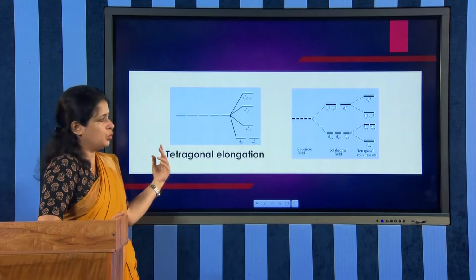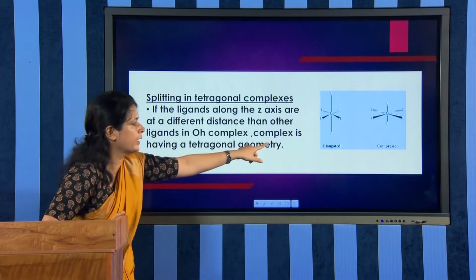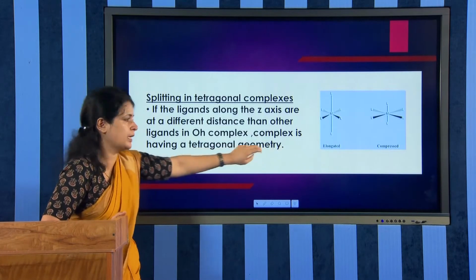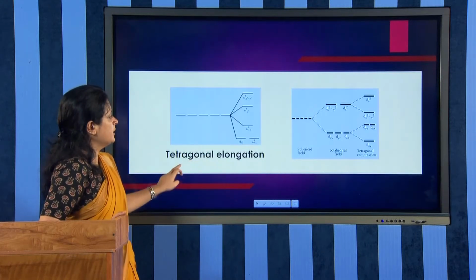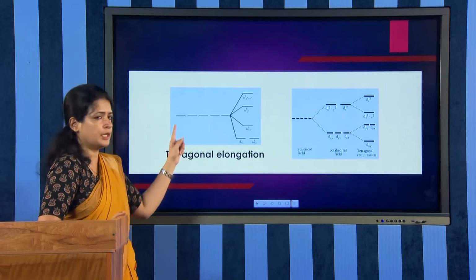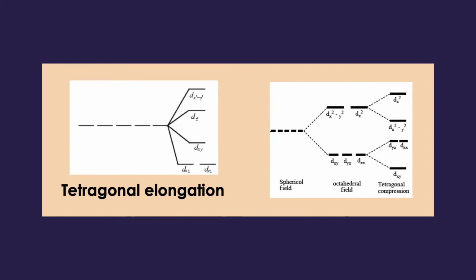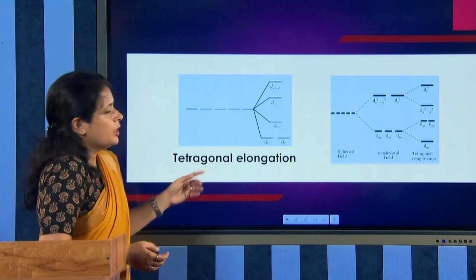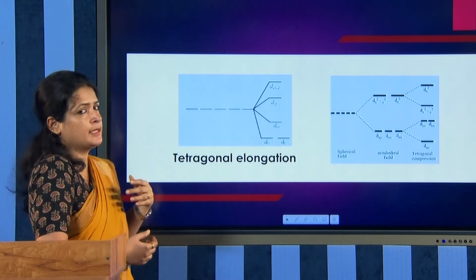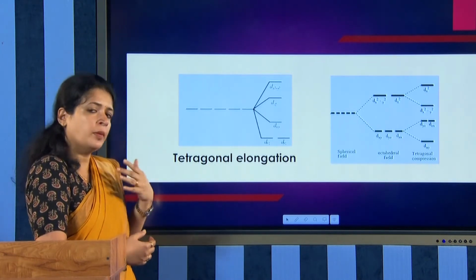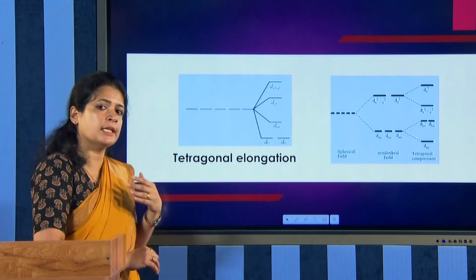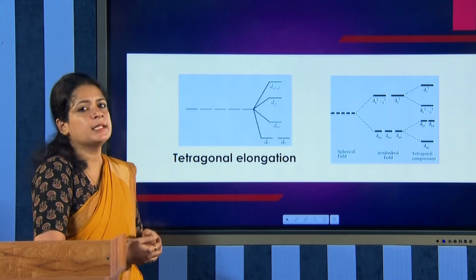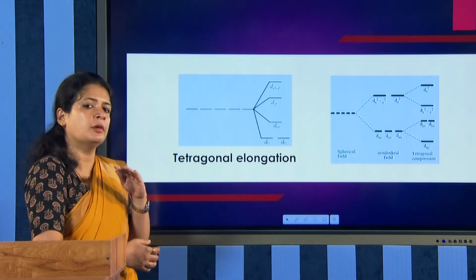See, you have the two cases. I have already told that the elongated case and the compressed case are there, and now we can consider the tetragonal elongation. That is the first case, meaning the ligands along the z-axis are being elongated, or they are at a greater distance when compared to the other 4. In that case, you can see that the orbitals which are lying along the z-axis will be experiencing a lower repulsion.